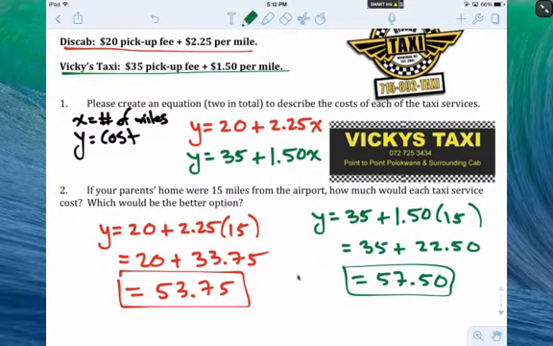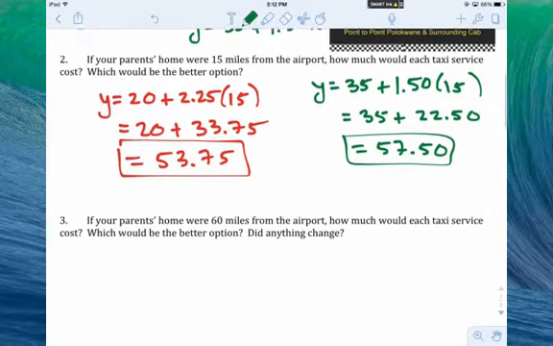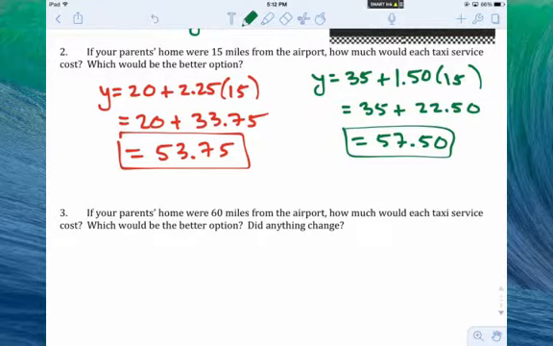Okay, good to know. Now, what happens if it's a slightly longer trip to get to your parents' home? What if instead of 15 miles, it's 60 miles to the airport? I'm beginning to think that at 60 miles, it's probably going to be Vicky's, which is going to be less expensive because it's only $1.50 per mile. Whereas Discab, it's more per mile. But let's make sure that our hunch is correct by doing some calculations.